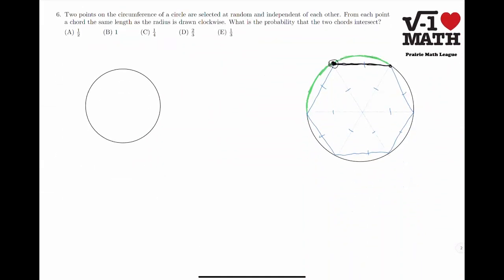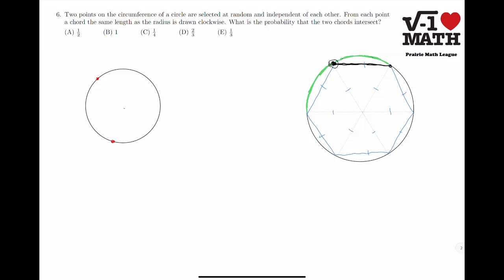For problem number 6, we have 2 points on the circumference of a circle, let's say here and here, that are selected at random and independent of each other. From each point, a chord the same length as the radius is drawn clockwise. What is the probability that these two chords intersect?